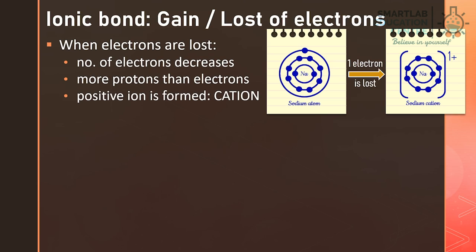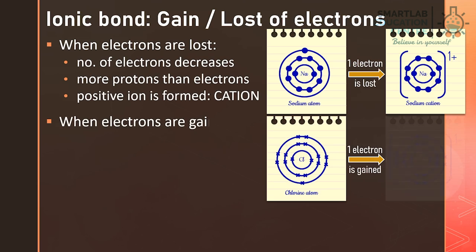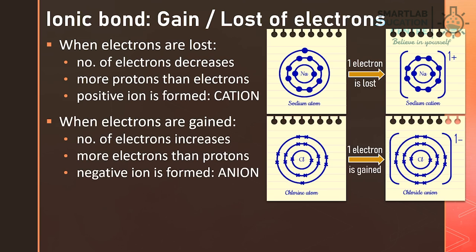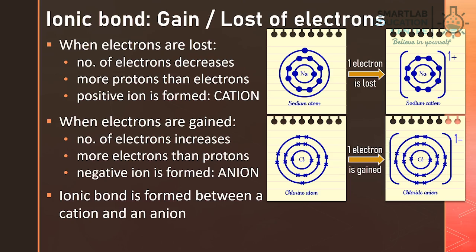cation, is formed. When electrons are gained, the number of electrons increases, there are more electrons than protons, and the negative ion, or anion, is formed. Ionic bond is formed between a cation and an anion.